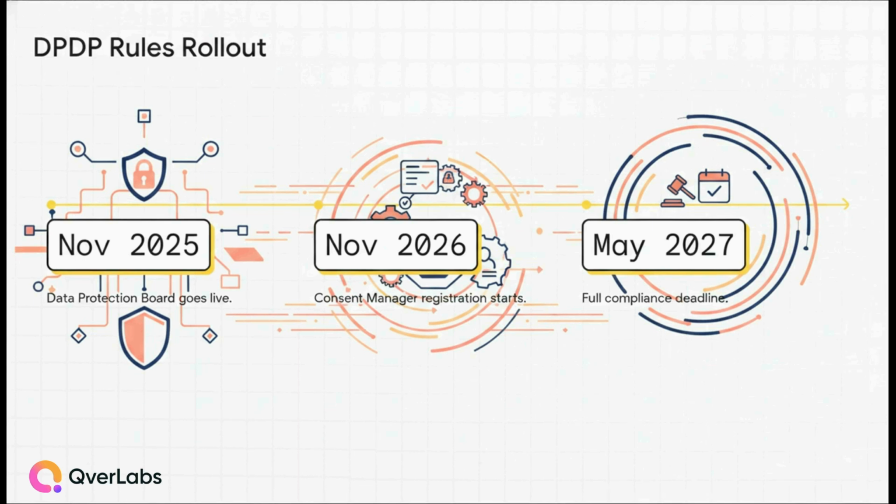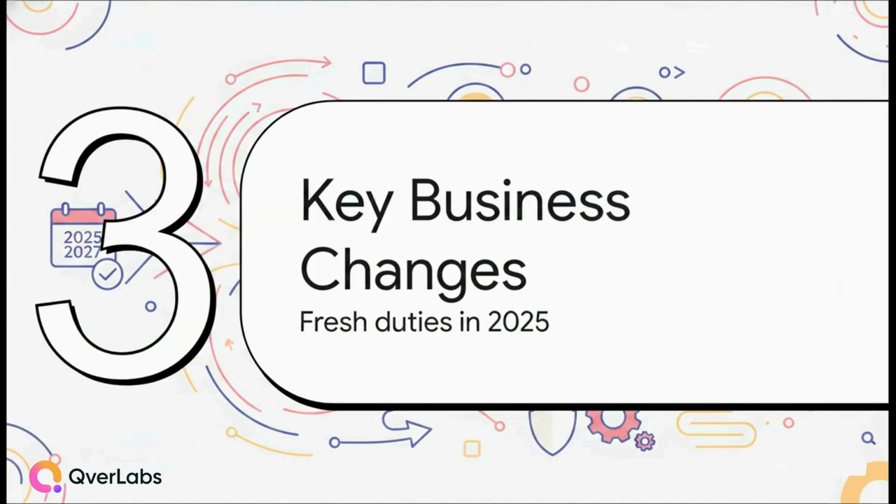Then Phase 2 hits November 2026, which is when consent manager registrations start. And finally, Phase 3, May 13th, 2027. That is the ultimate drop-dead date. From that day forward, it's full compliance across the board. Absolutely zero grace period. Which brings us to Section 3, key changes for businesses.